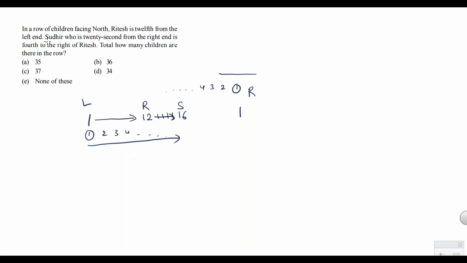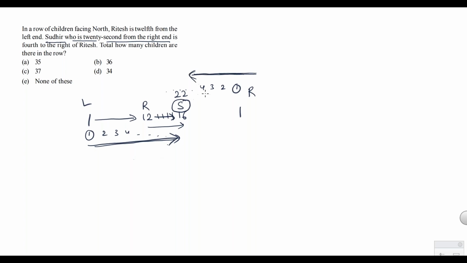In the statement they mentioned Sudhir, who is 22nd from the right hand. The position of Sudhir is 16th, which we got from the left hand with respect to Ritesh. And in the question they mentioned that Sudhir is 22nd from the right hand. Now the same person Sudhir, if you count from the left hand, is 16th position, and from the right hand, he is on 22nd position.